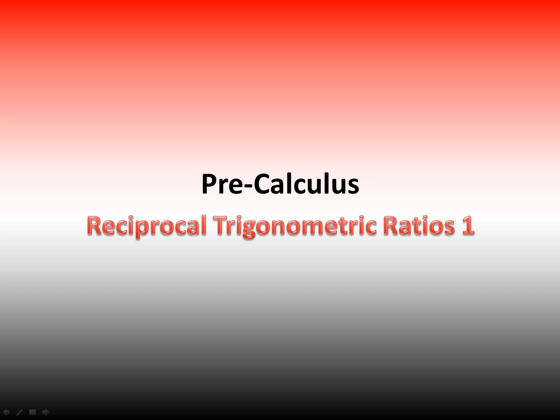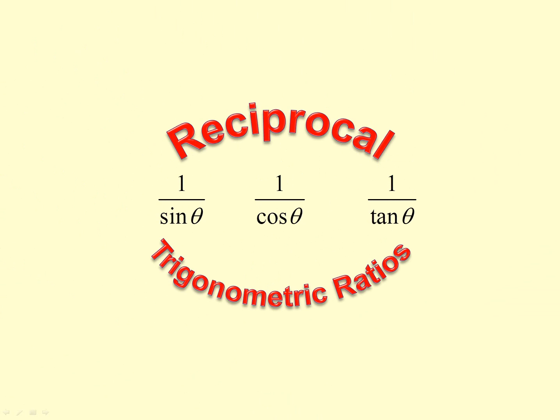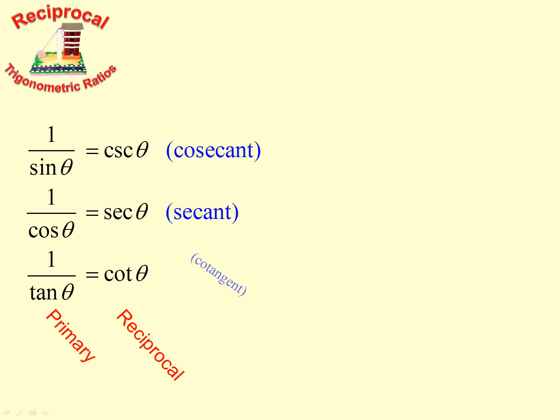Pre-calculus, reciprocal trigonometric ratios, part 1. So far, we've dealt with just 3 primary ratios, sine, cosine, and tangent. But there are another 3 ratios, cosecant, secant, and cotangent. They're the abbreviations CSC, SEC, COT.